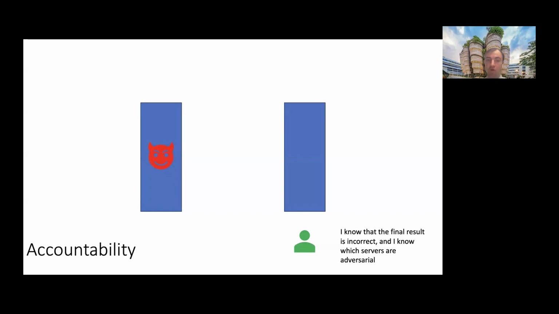Another notion of adversarial resistance is accountability. In this case, the client knows that the file result is incorrect and knows which servers are adversarial. This scheme can also be deployed for the two-server case. However, to the best of my current knowledge, all such schemes are computationally secure, so we rely on commitment schemes based on cryptographic assumptions.